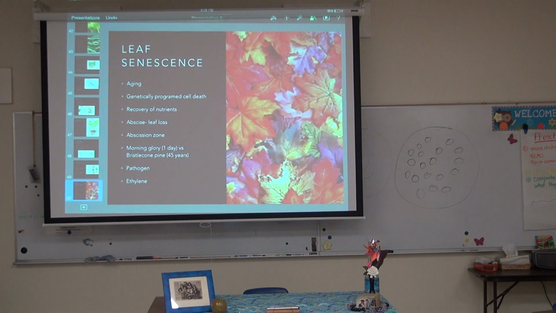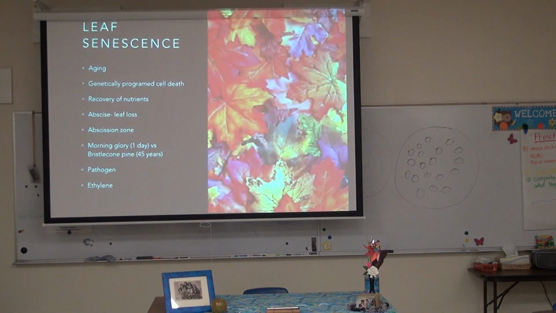Sometimes a pathogen can cause leaf senescence. So if a plant realizes there's a pathogen there, it might just shed the whole leaf as a defense mechanism. Leaf senescence is caused by the production of hormones like ethylene and abscisic acid, but mostly ethylene. Ethylene is the same hormone that causes the ripening of fruit, like in banana.